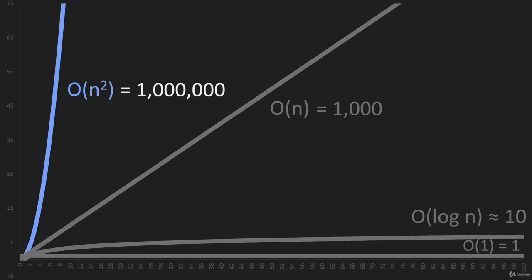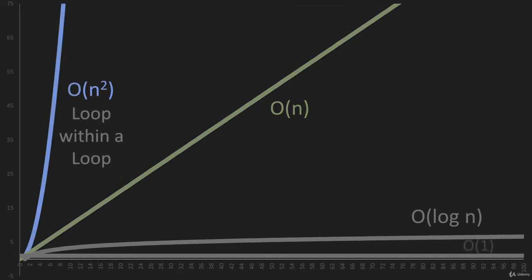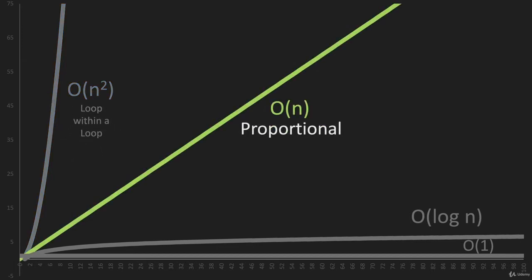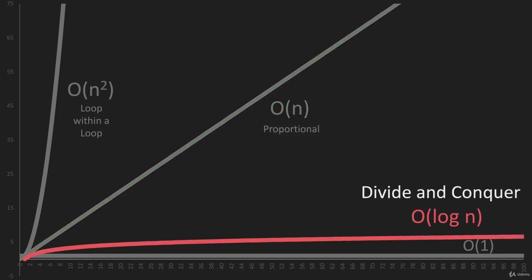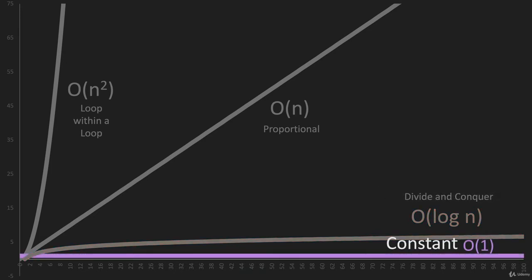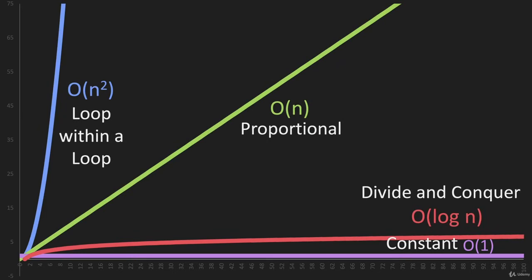So there are different words and phrases that you'll hear used with each of these. O of n squared is going to be a loop within a loop. O of n, you'll hear the word proportional. O of log n, you'll hear the phrase divide and conquer. And with O of 1, you'll hear the phrase constant time. So these are our big four that we're going to look at in this course.